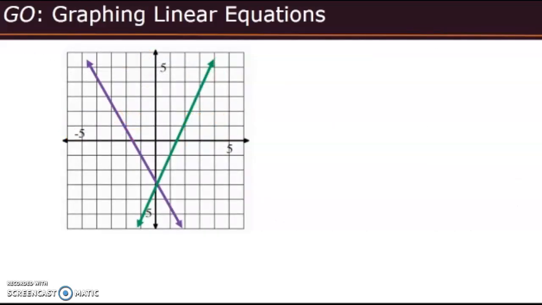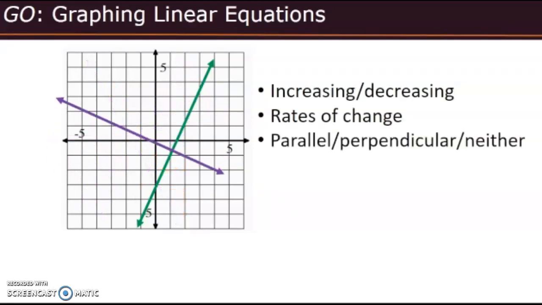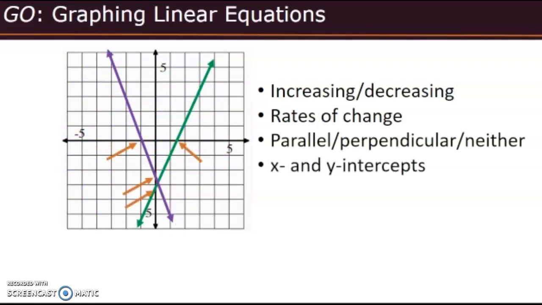Lastly, when identifying similarities and differences between 2 functions, key features that could be considered but are not limited to consist of the following: whether the functions are increasing or decreasing, their rates of change, if linear functions are parallel or perpendicular or neither, their x and y intercepts, and the continuity of each function.